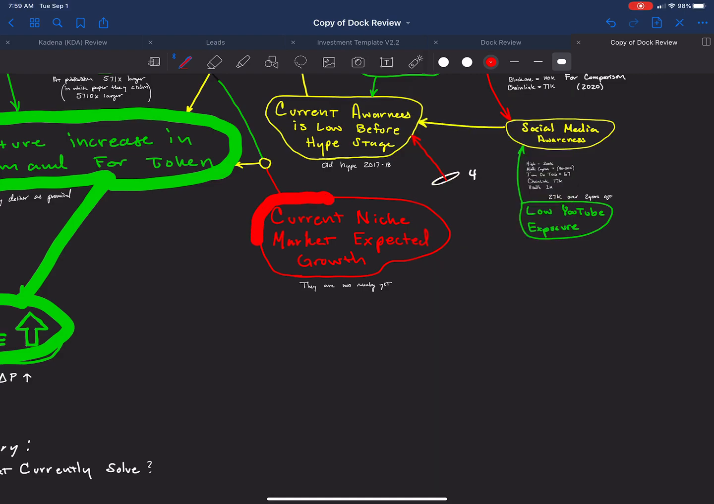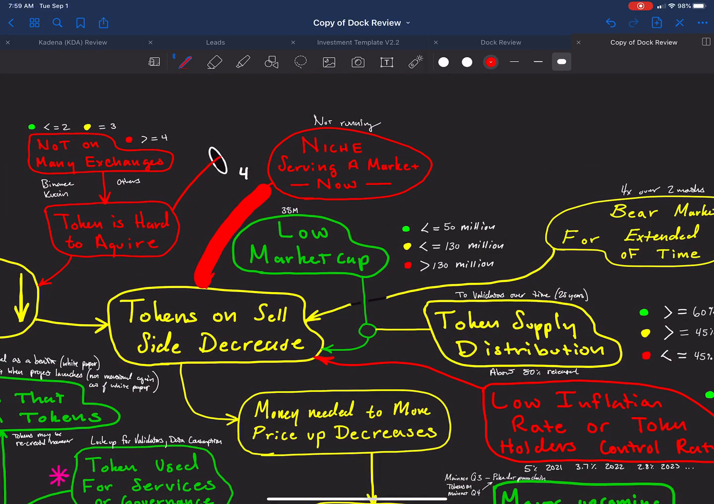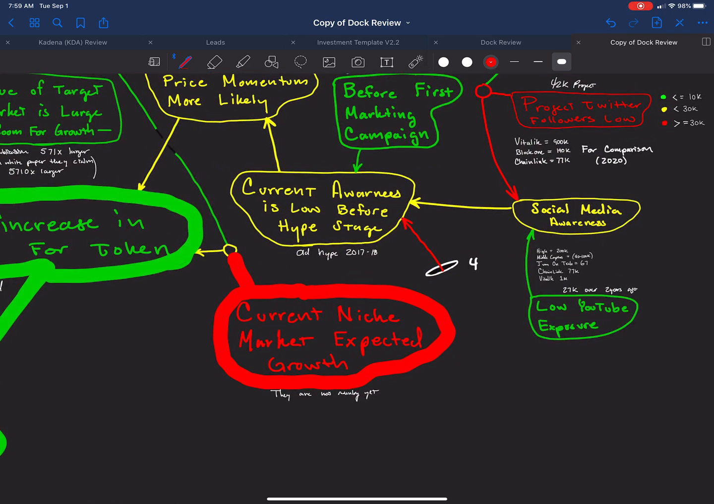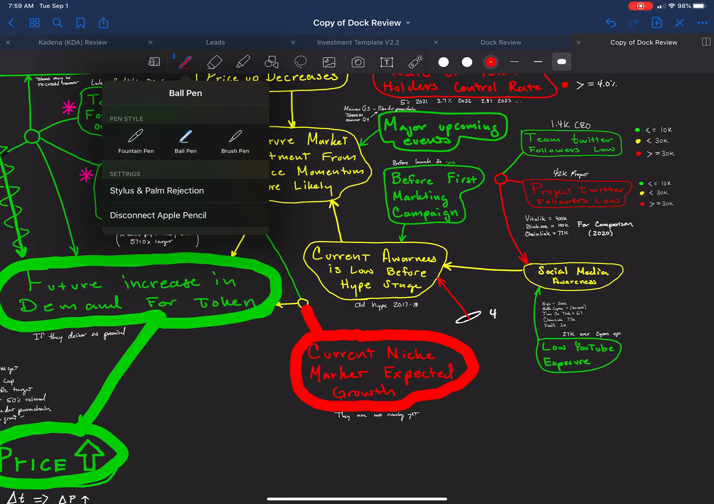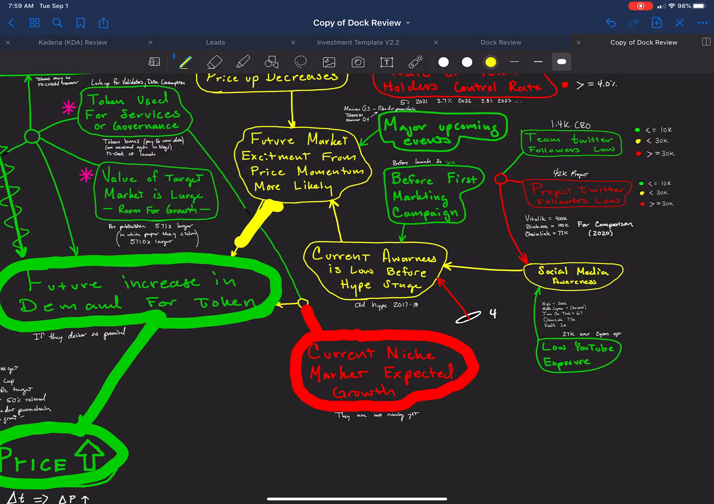There is no current niche. They're not serving anyone. So how could their niche possibly expand if they're not servicing a niche right now? So let me go ahead and get rid of that. That they cannot contribute. Future market excitement, I'm uncertain about from price momentum.